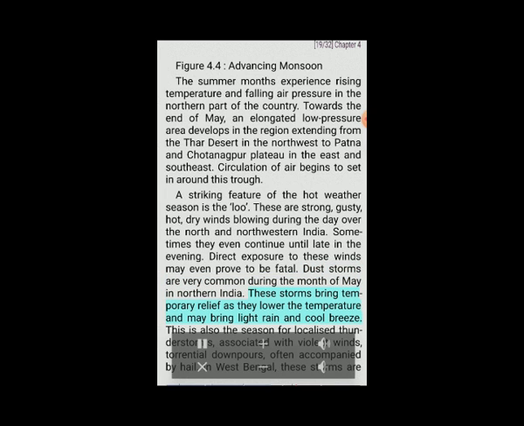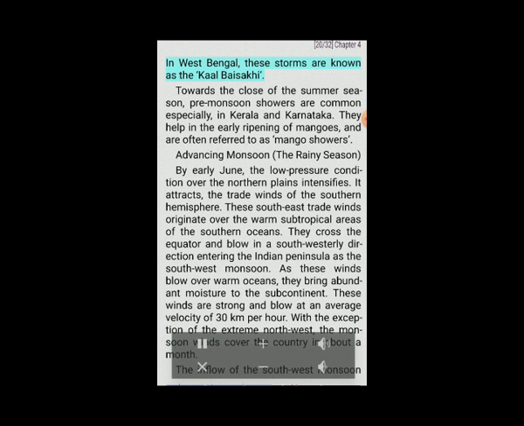These storms bring temporary relief as they lower the temperature and may bring light rain and cool breeze. This is also the season for localized thunderstorms, associated with violent winds, torrential downpours, often accompanied by hail. In West Bengal, these storms are known as the Kal Baisakhi. Towards the close of the summer season, pre-monsoon showers are common, especially in Kerala and Karnataka. They help in the early ripening of mangoes, and are often referred to as mango showers.